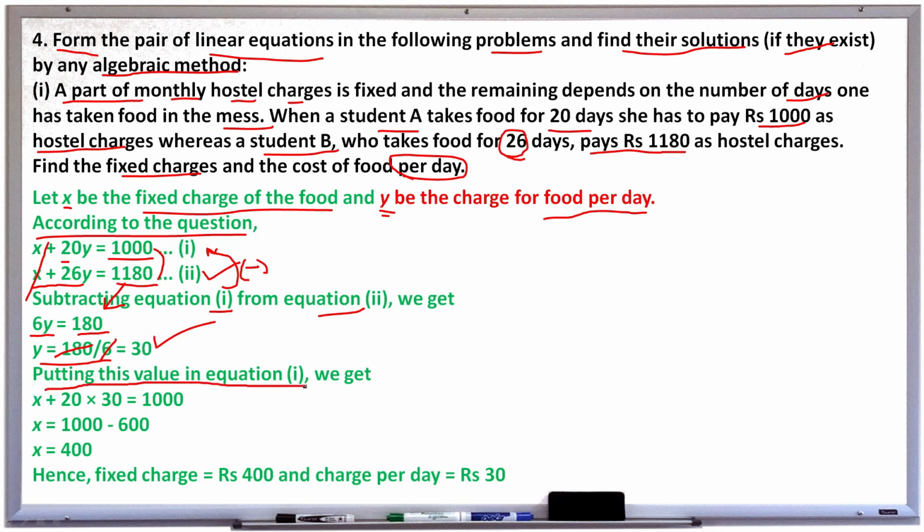Putting this value in equation number 1, instead of y you put 30. So you will get the x value is equal to 400. So the fixed charge is 400, and the cost per day is y is equal to 30 rupees per day.